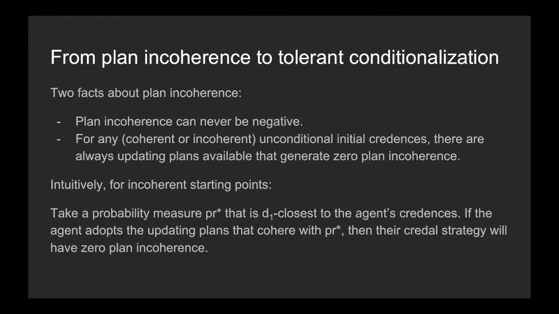So regardless of whether you start coherent or incoherent, there's always going to be some updating plan you can adopt that's not going to make you worse in terms of incoherence. And well, what are these updating plans that don't make you worse? Intuitively, when you start from an incoherent place, you think about a probability measure that is Manhattan closest to your actual credences, so like the closest coherent credences to you. If the agent adopts updating plans that cohere with that closest coherent credence function, then those updating plans have 0 plan incoherence. So you're basically updating in the way recommended by the closest coherent credences to you.